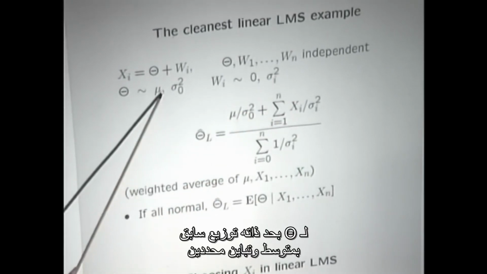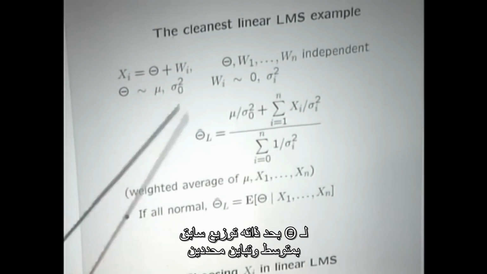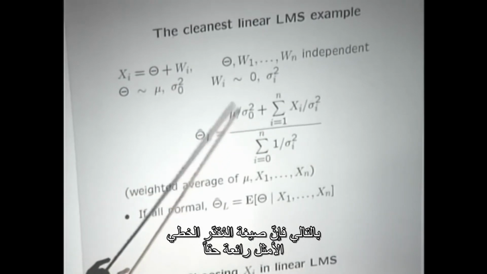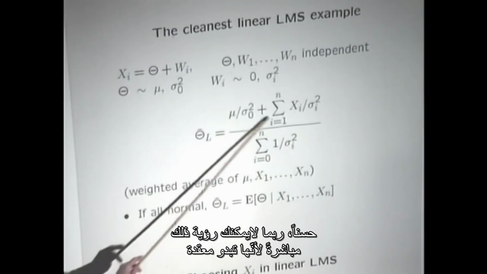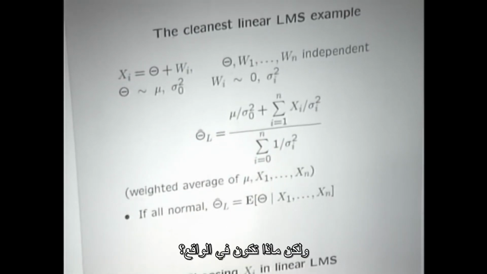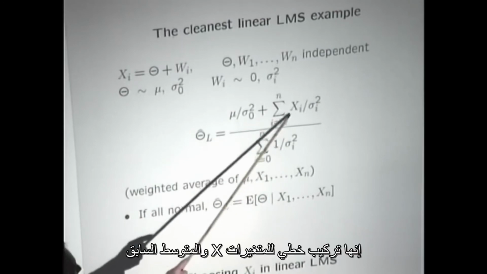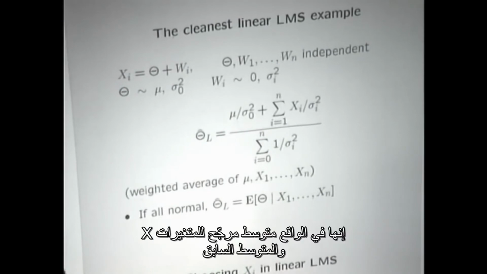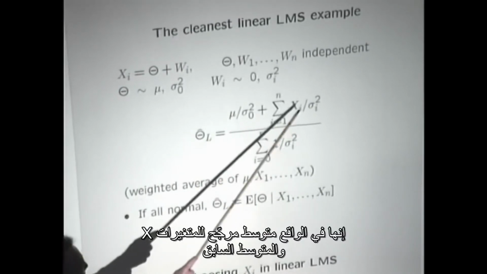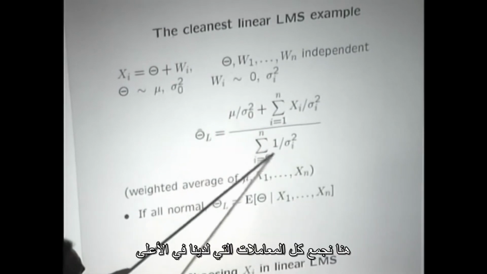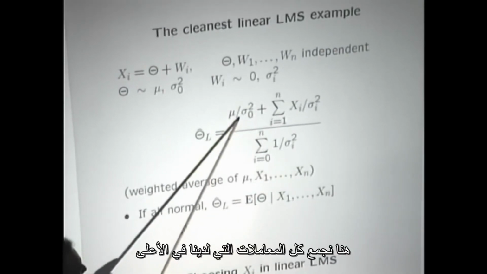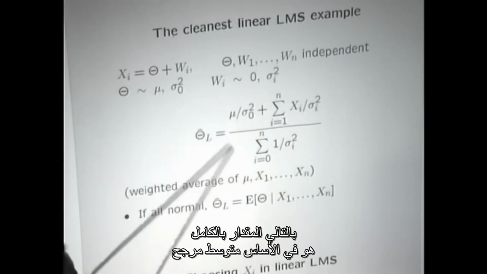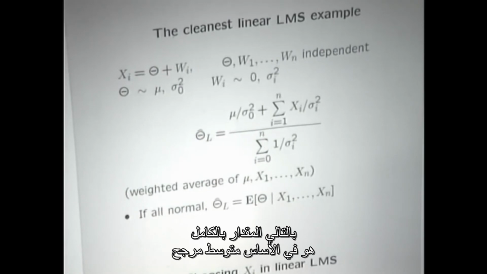Theta itself has a prior distribution with a certain mean and a certain variance. So the form of the optimal linear estimator is really nice. Well, maybe you cannot see it right away because this looks messy, but what is it really? It's a linear combination of the x's and the prior mean, and it's actually a weighted average of the x's and the prior mean. Here we collect all the coefficients that we have at the top, so the whole thing is basically a weighted average.